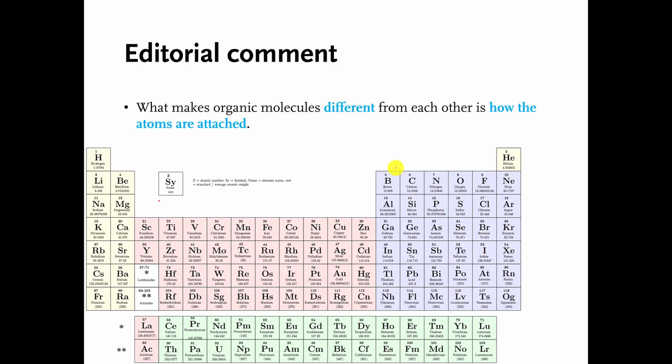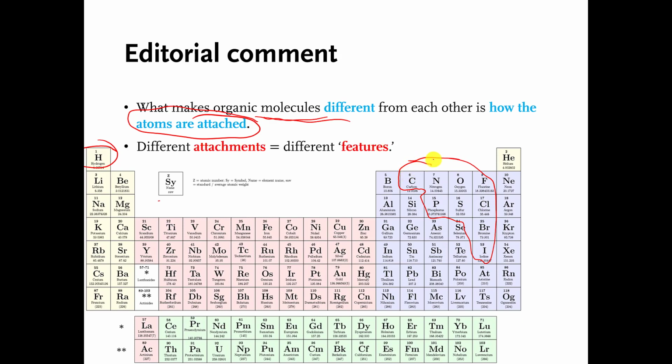What makes the zillion different organic molecules different from each other is how the atoms are attached. So even though you only can play with a tiny fraction of the periodic table, there are many, many different ways that you can attach those small numbers of different types of atoms to each other to make zillions of different types of molecules. The idea here is that different types of attachments give your molecules different features.